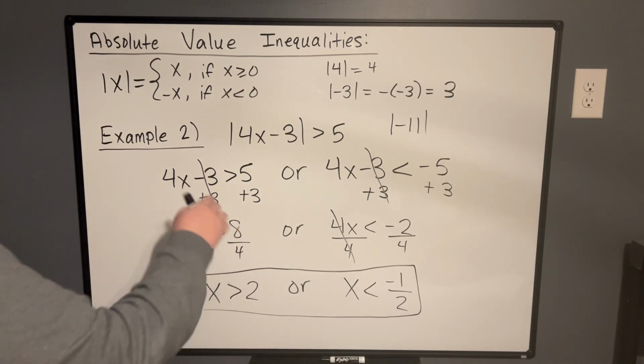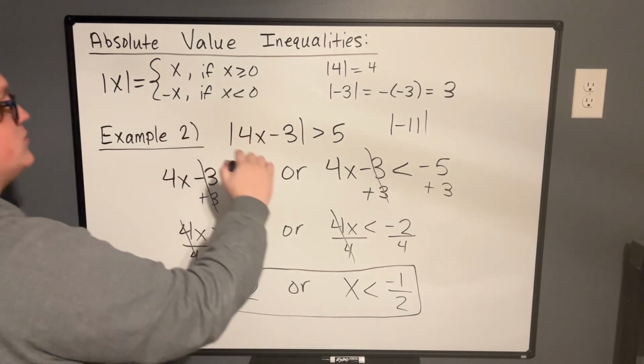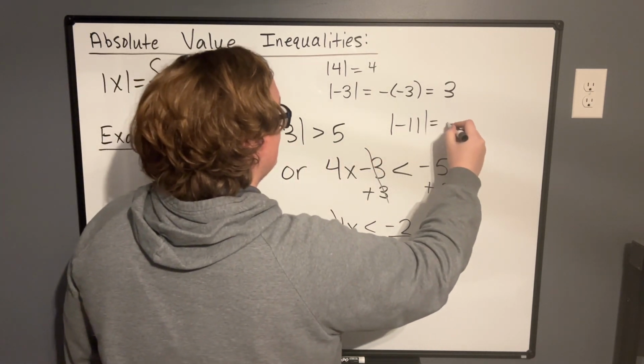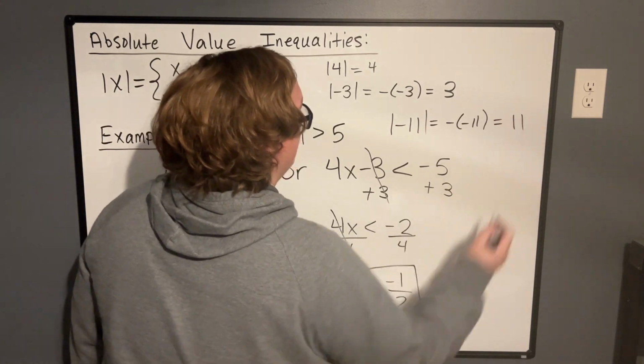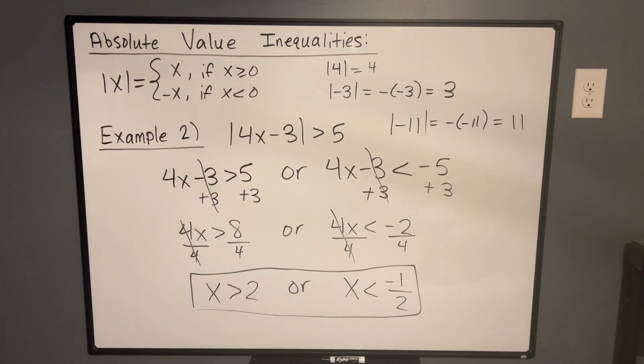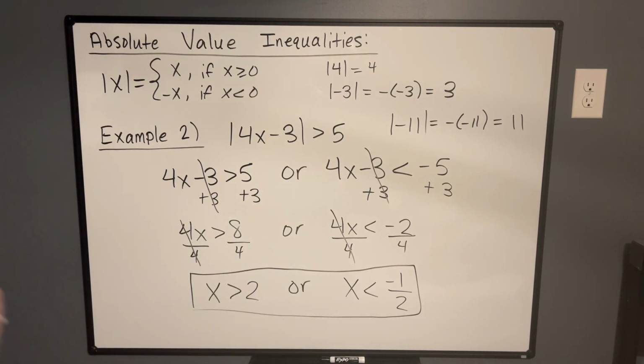Well, let's see. I have a negative number on the inside, so I want to use this case, which means that the absolute value of negative 11 turns positive, and it'll be a positive 11. And 11 is greater than 5. So we know that that solution set holds as well. So we're confident in our solutions. Everything that we tested worked out, and this will be our answer here.